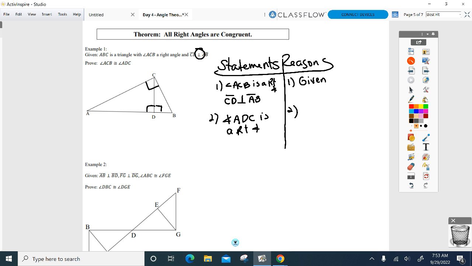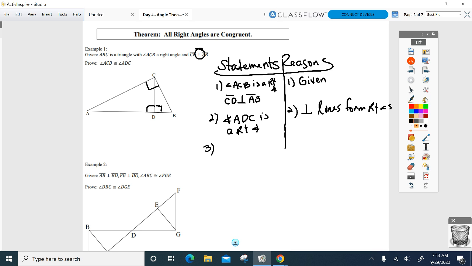Now, why would my reason be here? How did we know that was a right angle? Because what? I had what in the givens? Perpendicular lines. So we're going to keep writing this. Perpendicular lines form right angles. How many right angles do you have written down now in your proof? Two. Now you can tell me they're what? Congruent to each other. All right, everyone good?